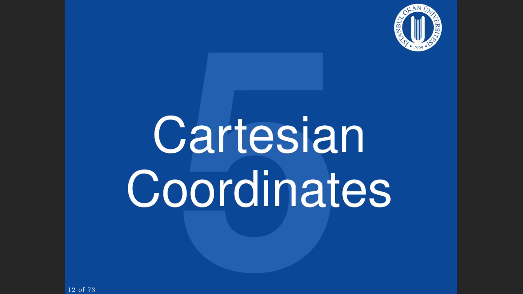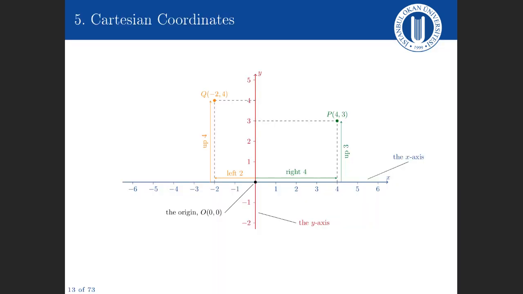Let's move on to talking about Cartesian coordinates. Hopefully this chapter is revision for you. Hopefully there's nothing new here. We can describe the position of a point in two-dimensional space using two numbers. For example, the point P we can describe using the coordinates 4 and 3.